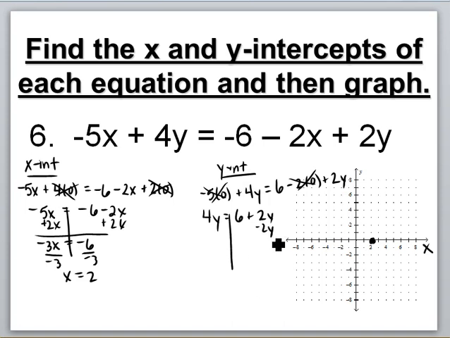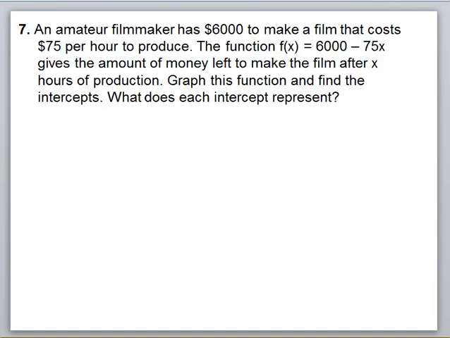I'll solve this by subtracting 2y from both sides. I get 2y equals 6. I'll divide by 2 on both sides, and I get y is 3. So on my y-axis, I will plot 3. Connect my dots together, and I am finished.